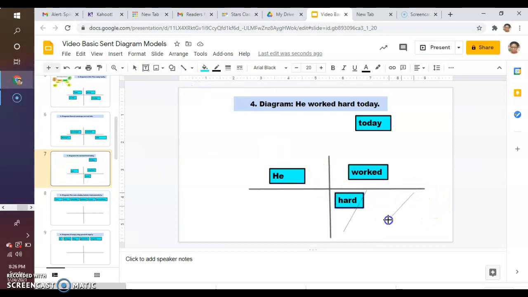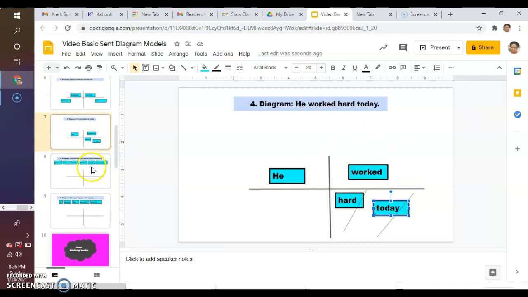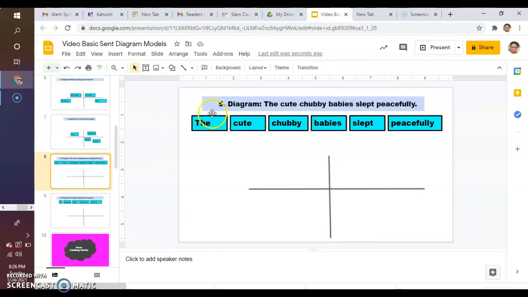So in this case, we have two adverbs. So we'll just make a nice spot there for it, and we put it here. So we have he is the subject, worked is the verb, and hard and today modify worked, so they're both considered adverbs. All right, so we're doing good here. Let's move on to our next sentence diagram. The cute chubby baby slept peacefully.